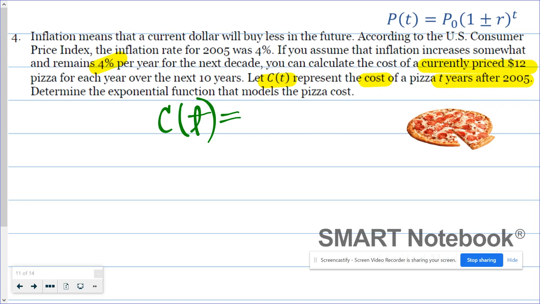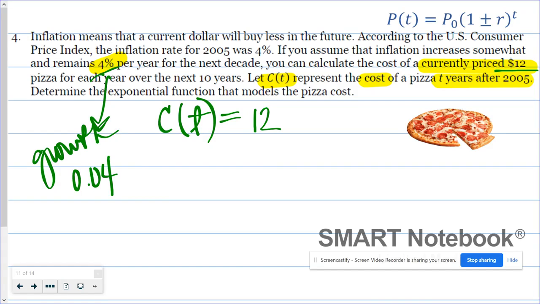So we start with our initial value. The initial value of the pizza, or the initial cost, was $12. The inflation rate is 4%, right? And inflation is a growth situation. 4% as a decimal would be 0.04. And so if I go 1 plus that, I get 1.04 as my base, to the t power.